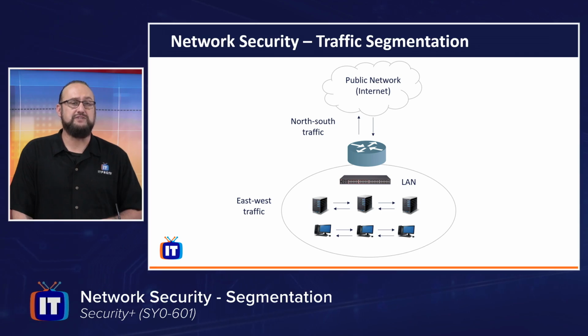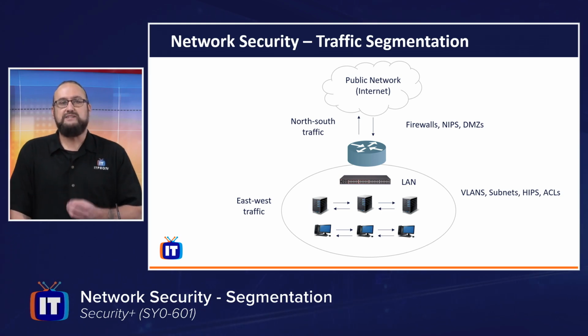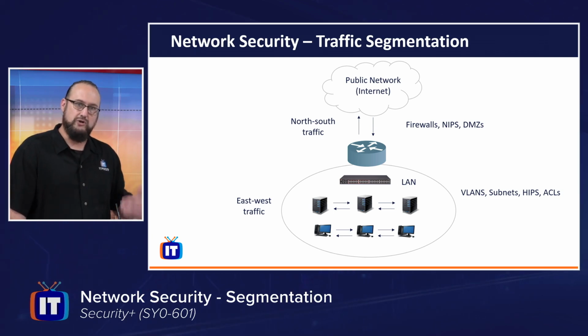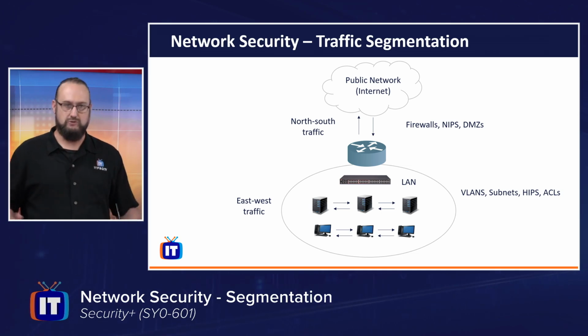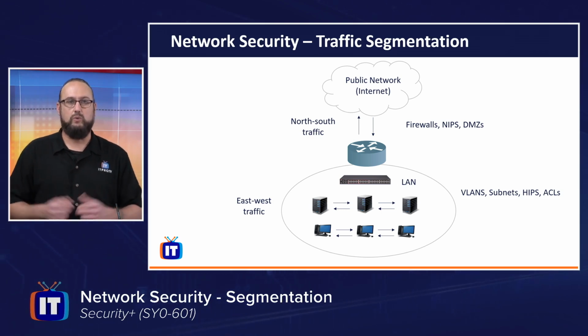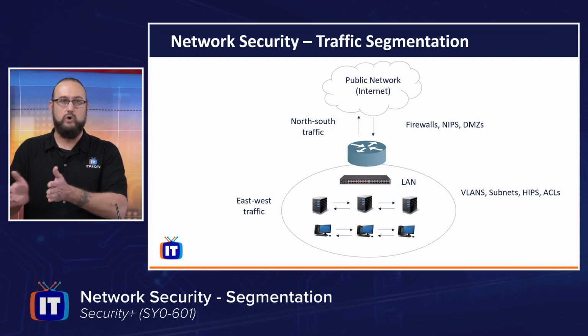So how do we protect north and south traffic? Well, we've seen this. We do this with firewalls, network intrusion prevention systems, DMZs, and a host of other technologies, but these are a lot of the popular ones. East-west traffic, what do we have? We have VLANs, we have subnets, we have host-based intrusion prevention systems, ACLs. What today we typically say is we no longer want to say that everything in our internal network should just be implied trust. Why? Well, if somebody makes their way into your network, what can they do? Well, they can pivot and they can go wherever they want. With that kind of mindset, they can go wherever they want.